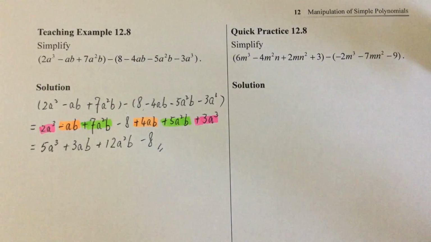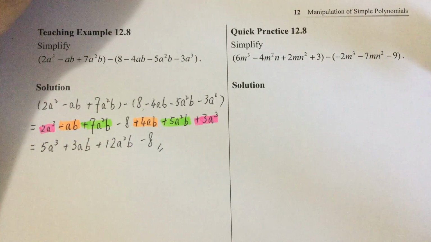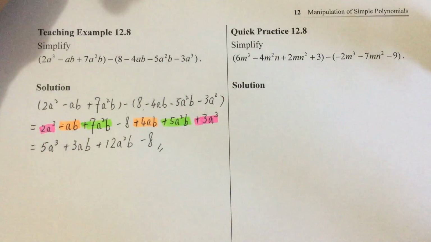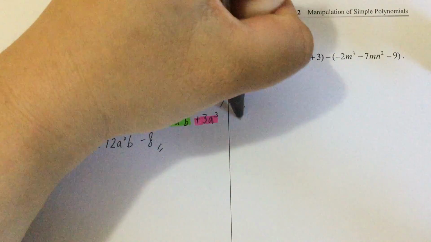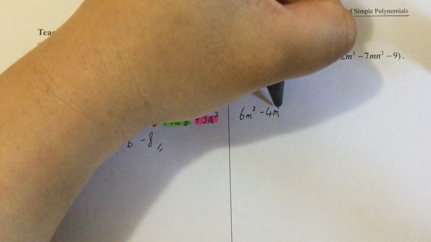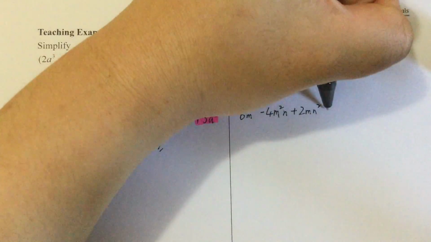Okay, now for the correct practice 12.8, and we'll show the answer for you also. If you cannot finish, just pause the video now. Okay, now I will not copy the question once again. We just write down the expansion first. We just write 4m squared n plus 2mn squared plus 3.